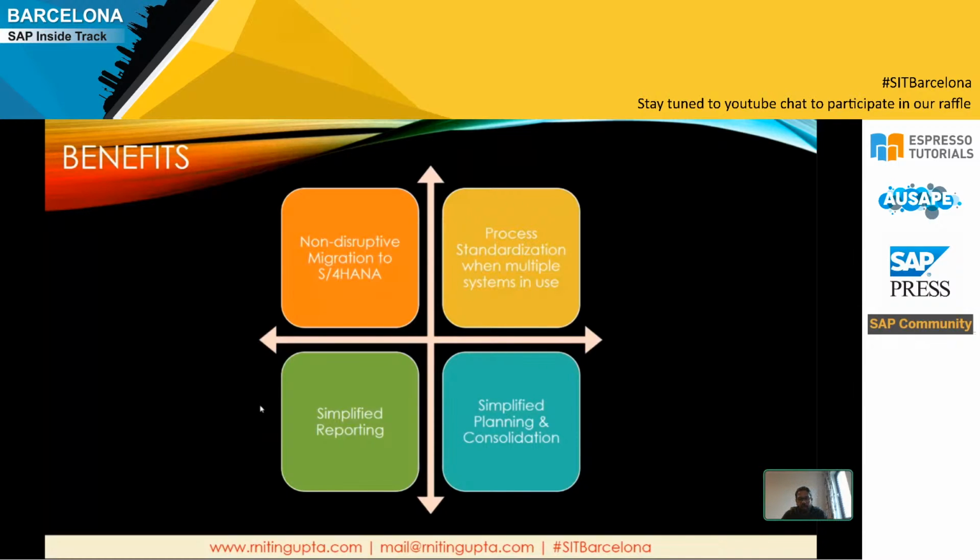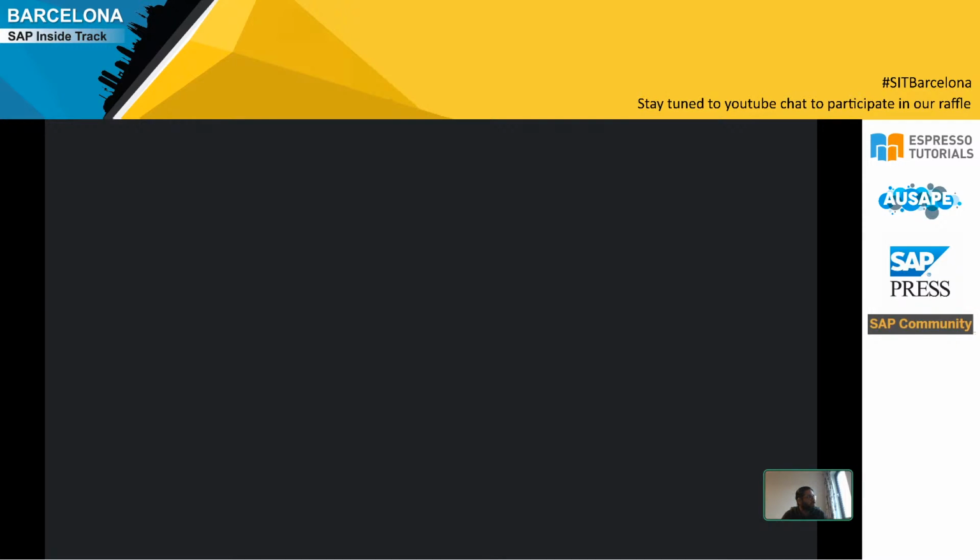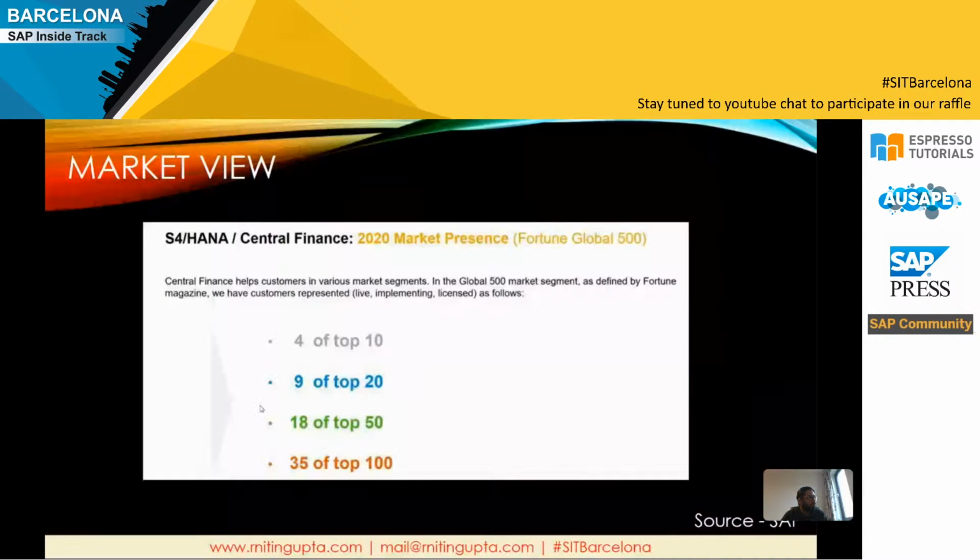Just a market view before we get into technical detail. This came from SAP itself. And if you see from out of Fortune 500 global companies, so many companies are already moving or move towards central finance. So this defines the scope of CFIN in the market. And we generally call it CFIN. So if I say CFIN, it is central finance. It's part of S/4HANA itself.